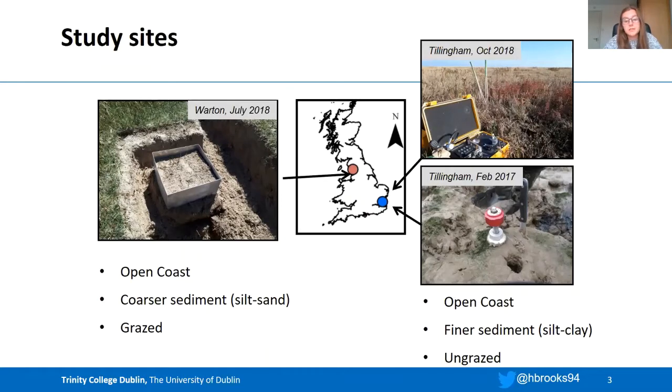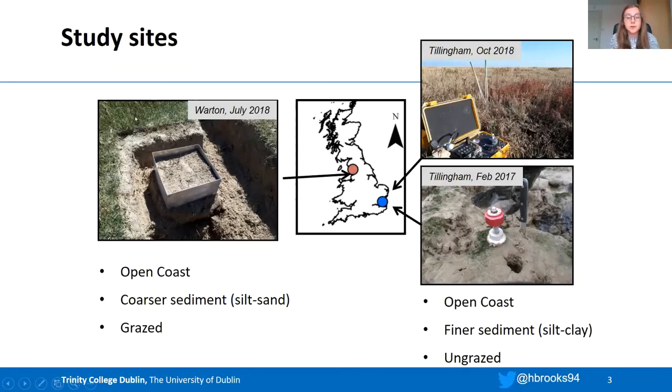We've got another site in the southeast of England in Essex called Tillingham Marsh. This is also an open coast marsh, but it's much finer sediment, so it's silt clay dominated. I hope you can see that in the photos there, but it's also ungrazed. We can see from the vegetation that Tillingham is quite floristically diverse, but at Warton, it looks much more like a grass. It's dominated by a species called Puccinellia maritima. So there's quite a difference in the vegetation types that we see.